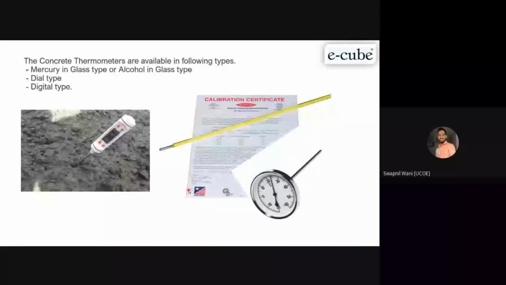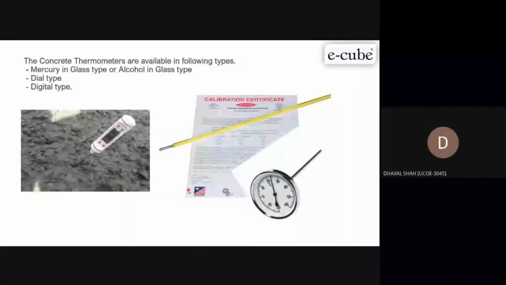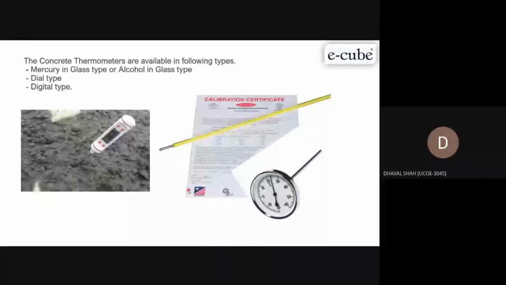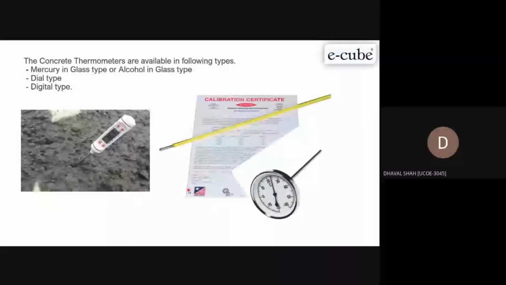Dhaval has some questions. Dhaval, you can unmute yourself and ask directly. Yes. Hello, sir. What will be the slump range of the different elements, like for CC road and column, beam, and slab? What should be the range of slump?